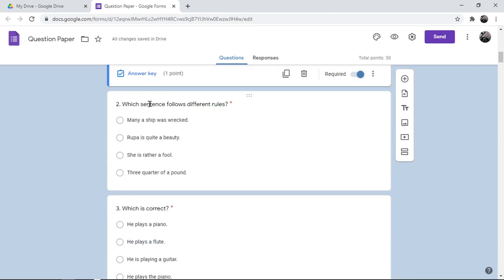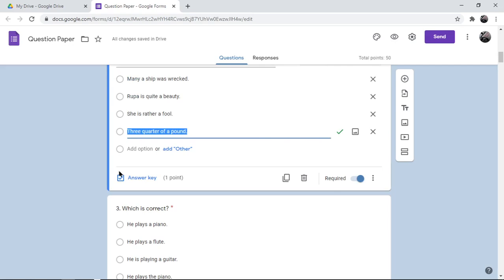Okay, then the second question, come to the second question. Which sentence follows different rules? Okay, so which one is the answer? So I think this is the correct answer. Okay, 3/4 of a pound. So here there will be a mark. Okay, when you press, then there will be a mark.